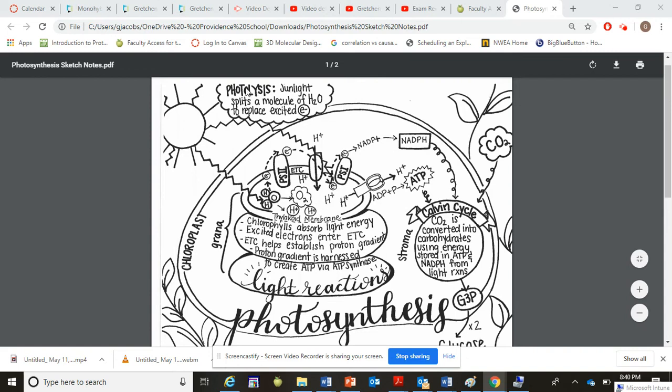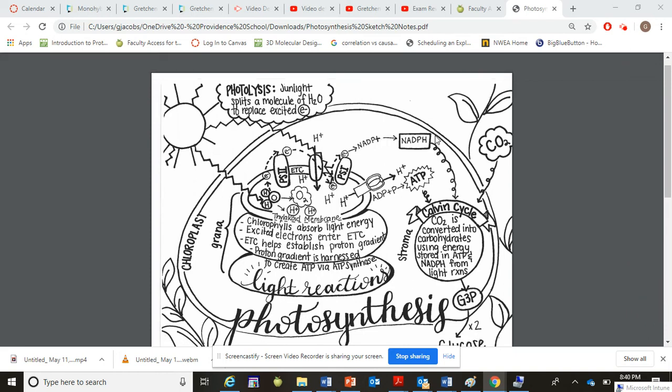So photolysis is the splitting of a water molecule to replace the excited electrons. So that's where we get a constant source of electrons from the water molecule. As they travel through the electron transport chain, eventually they're going to land in this electron carrier. And so that's why we need to keep replacing them, because all the electrons are eventually making their way to this electron carrier, which is going to carry this electron to the Calvin cycle.